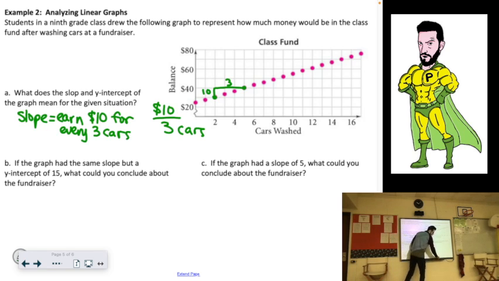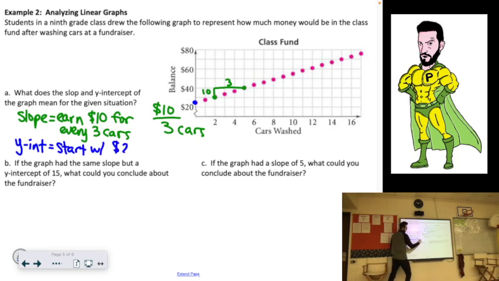Nice. Now the y-intercept, remember, is always like our starting amount. If you look, our starting amount is about $25. So our y-intercept is, we're starting with $25 in the class. Cool.